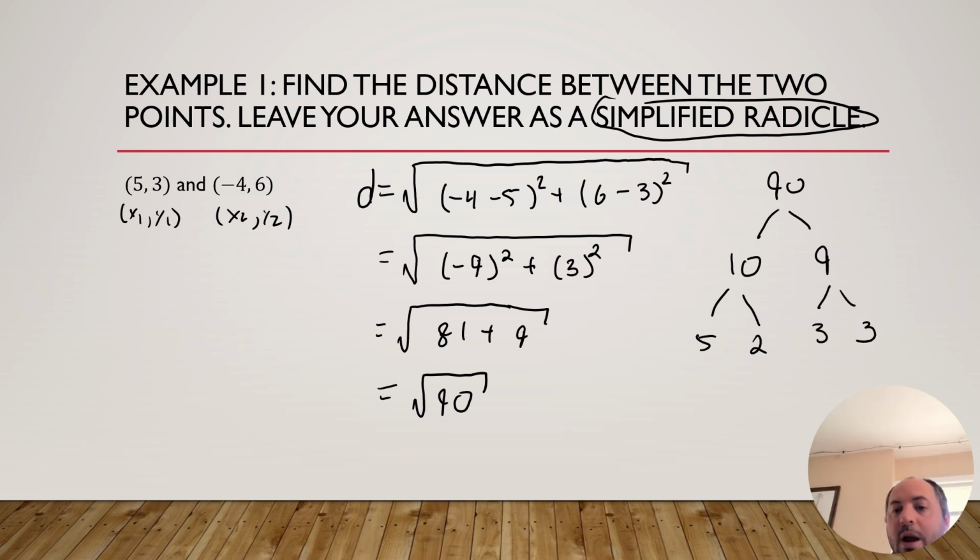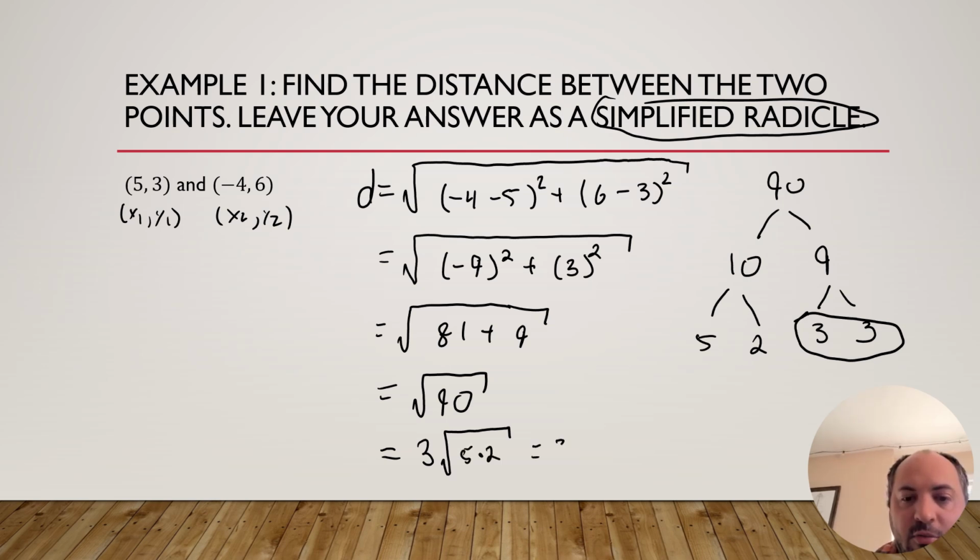Since it's a square root, I'm looking for pairs. I have a pair of 3's here, so if I want to simplify my square root of 90, a 3 can come out front to replace that pair. The 5 and 2 each don't have anything to pair with, so they have to stay inside of my square root. So I have my 5 and my 2 still inside there, which means this is really just 3 times the square root of 10. That is my simplified distance in radical form between these 2 points.